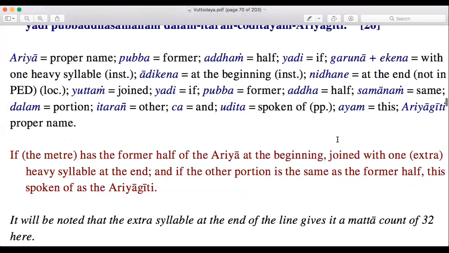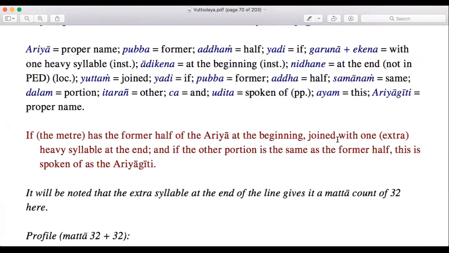Let's go and check the meaning. If the meter has the former half of the Ariya at the beginning, that means the first half of the Ariya, joined with one extra heavy syllable at the end, and if the other portion is the same as the former half, this is spoken of as the Ariya Giti. So this is somewhat confusing. What has been told in the verse is that first it explains about the first half. The first half is composed by putting one extra heavy syllable at the end of the normal first half of the Ariya verse, and then the second half is formed the same as the first half.